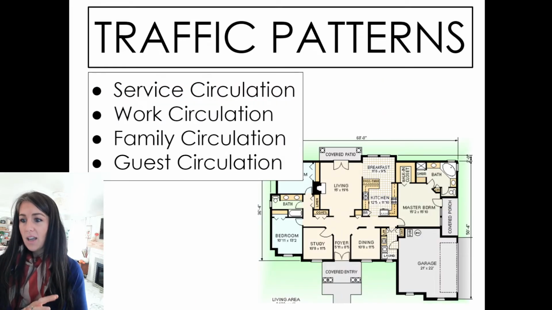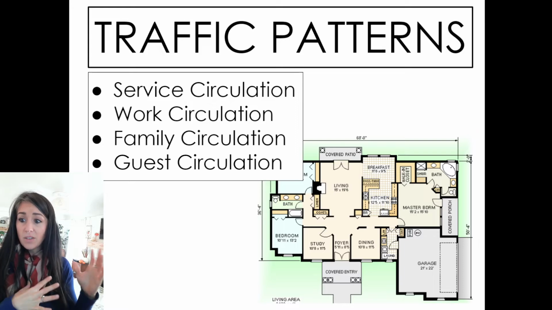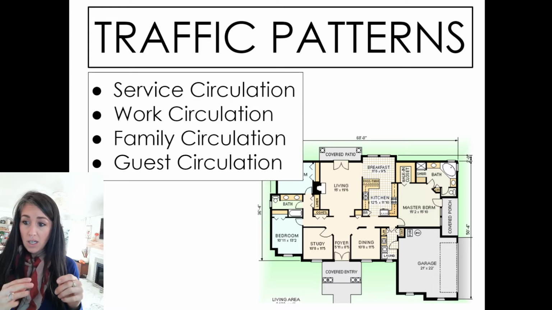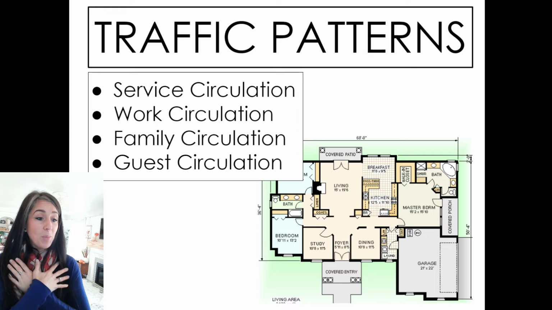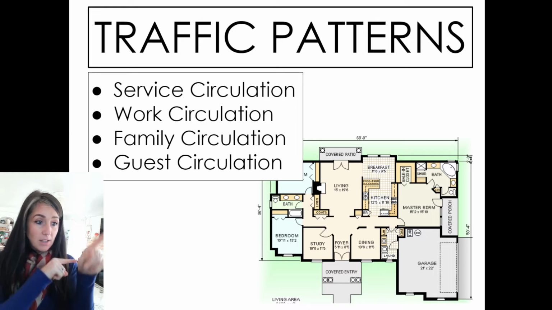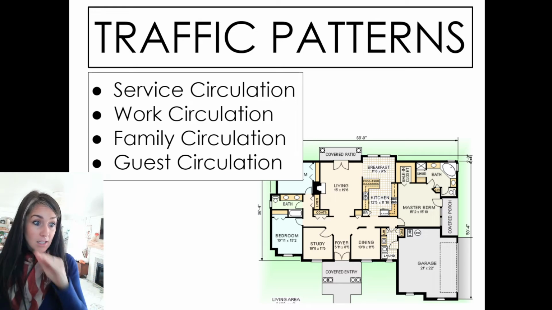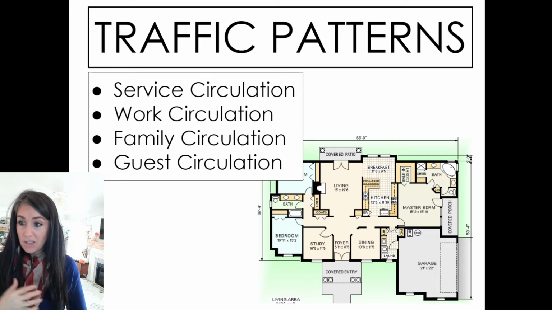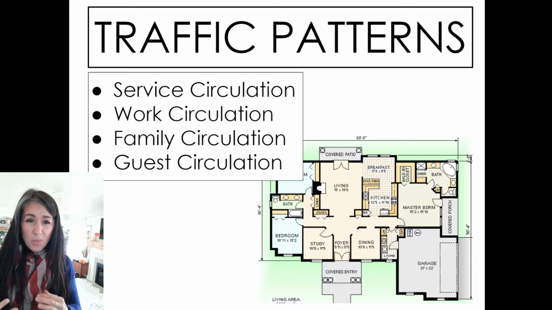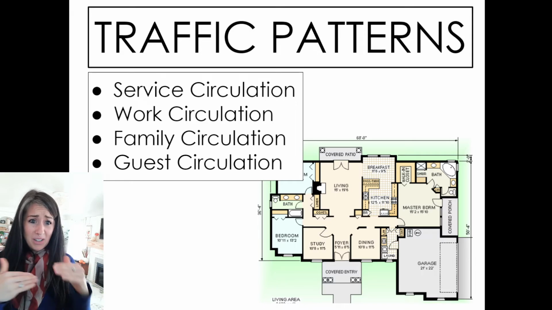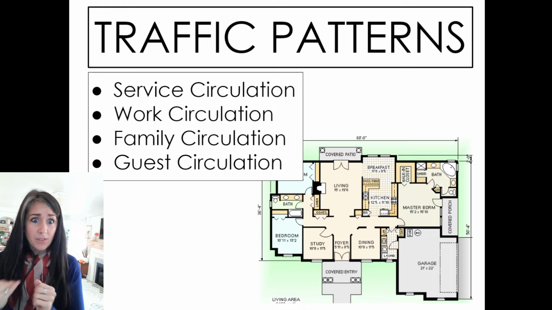Traffic patterns, we've got the service circulation, so as far as, for me, cooking and stuff, how does that look when I'm trying to get things here and there, what things need to be in different places, that's work circulation, family circulation, guest circulation. A lot of times, when guests come over, they're probably not going to go to all the different spaces in our house.